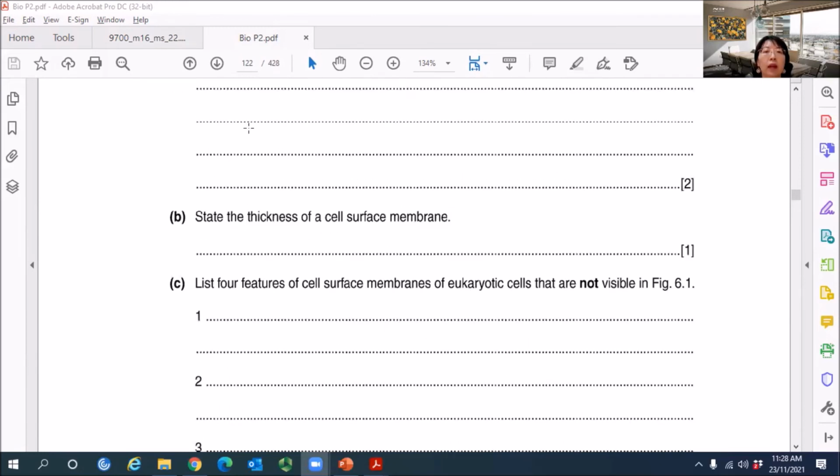State the thickness of the membrane. If you don't memorize, you cannot answer this question. So what is the thickness of the membrane? Please type your answer. Yes, very good. I cannot see your answer yet.